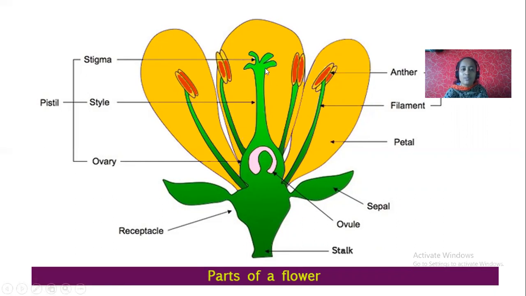This is gynoecium. It is also called pistil. So pistil may be either single or many. So all pistils together are called carpel, and the scientific or technical term is gynoecium. Androecium is a male part, gynoecium is a female part. Androecium possesses anther and filament. Gynoecium possesses stigma, style, and this is ovary.